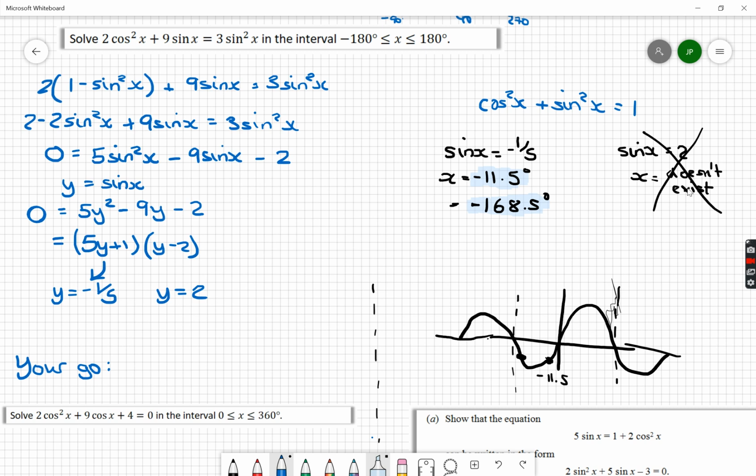Okay, because sine x equaling 2, x cannot exist. You've got to be really, really careful that you check what your region is that you are working between, what your interval is.